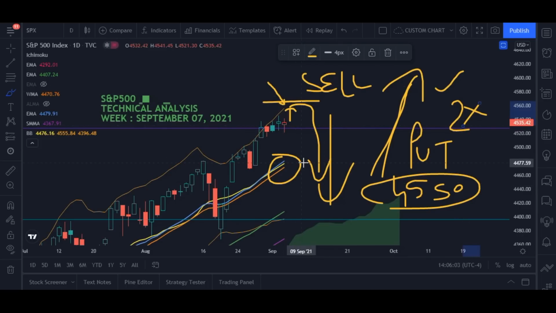This was the thing here. Okay, guys, so this was the technical analysis of the S&P 500 index for the week commencing from September 7th, 2021.